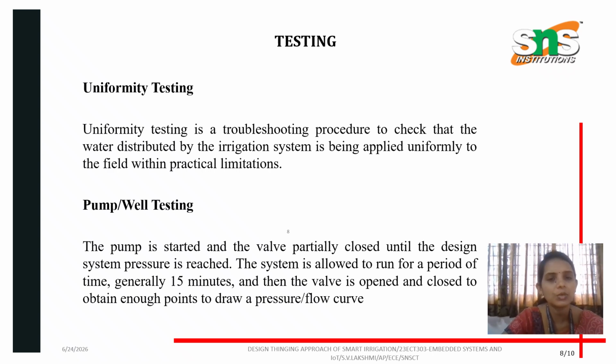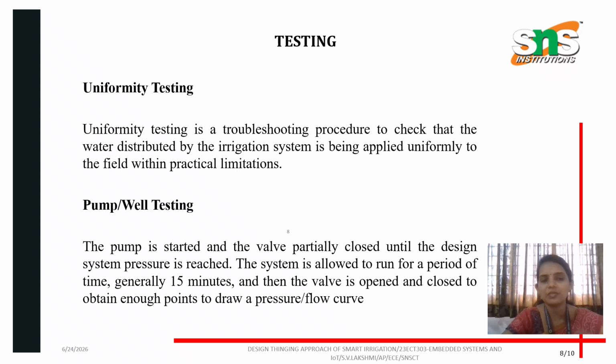Here two types of testing are discussed. One is uniformity testing and the other is pump or well testing. Uniformity testing is a troubleshooting procedure to check that the water distributed by the irrigation system is being applied uniformly to the field within practical limitations.